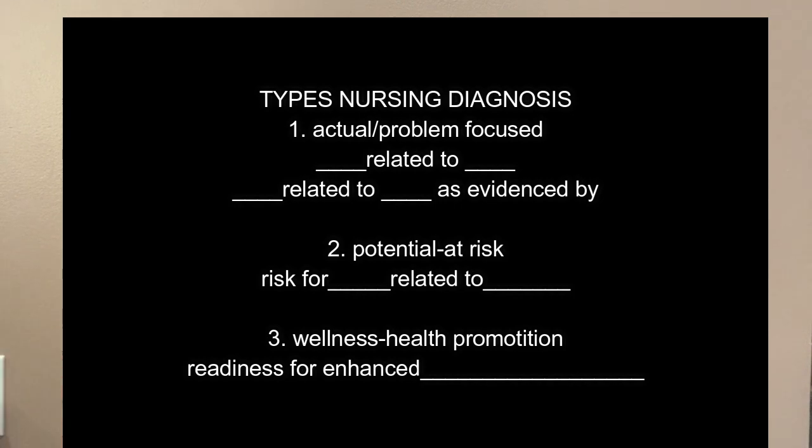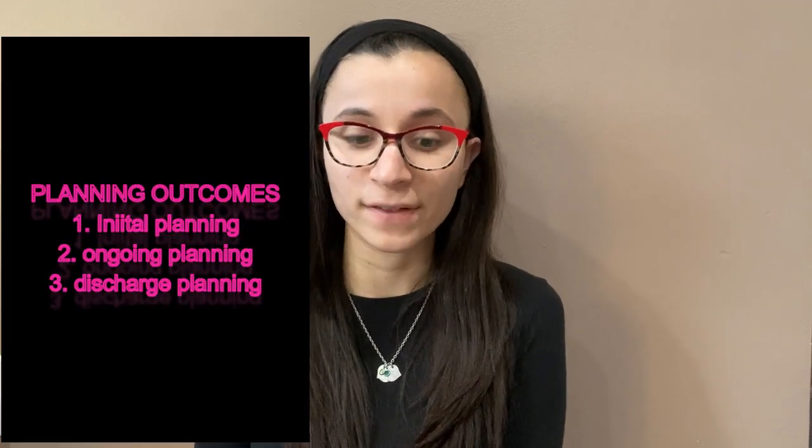leg, something like that. And then you go on to your health promotion, your wellness one, and that is 1 part. So that's going to be readiness for enhanced blank. Readiness for enhanced family coping, health maintenance, etc. You just take it from the NANDA list. Now we go on to planning outcomes and interventions.